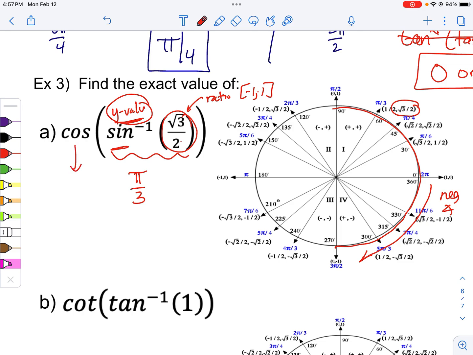Now the last step is I just have to drop that cosine down, and I'm just going to do cosine of pi over 3. Well, I know cosine is the x value. So what is the x value at pi over 3? It's just a half. So my final answer is 1/2.